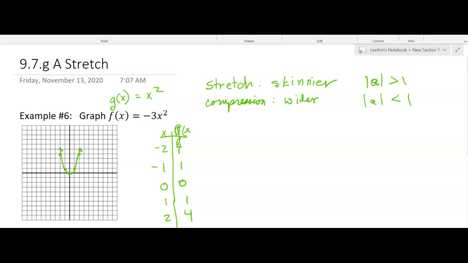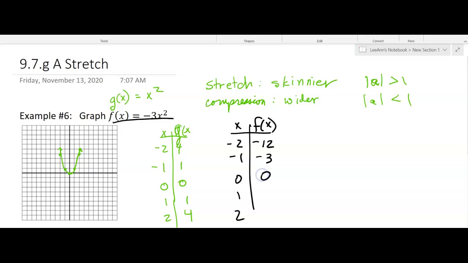Now we're going to graph f of x. And so what's going to happen on our table of values, if I use the same x values, negative 2, negative 1, 0, 1, and 2, then I'm going to multiply all of those by a negative 3. So I'm going to get negative 12, which is kind of off my graph paper, negative 3, 0, negative 3, and then finally negative 12. Okay, so I took all of those outputs and multiplied them by a negative 3, because A is negative 3 here.